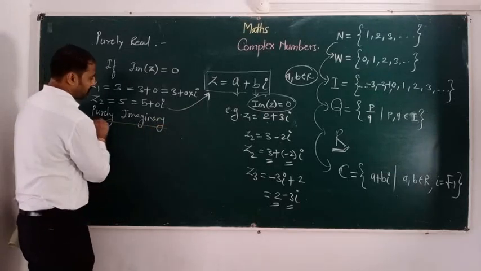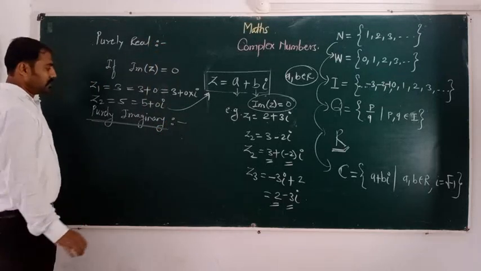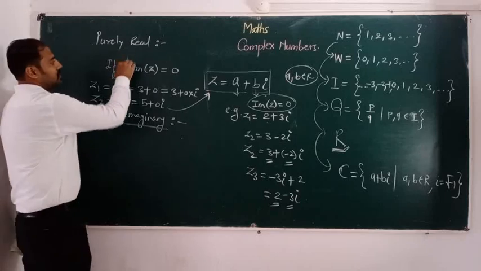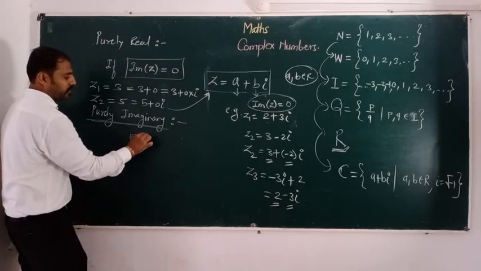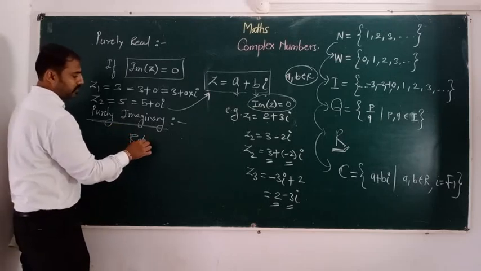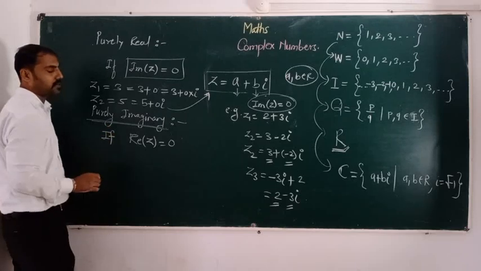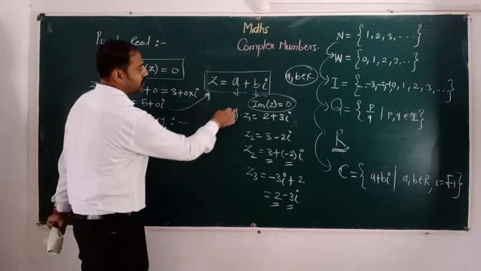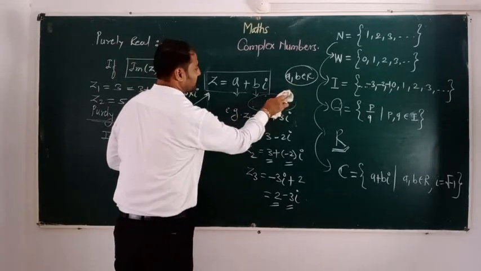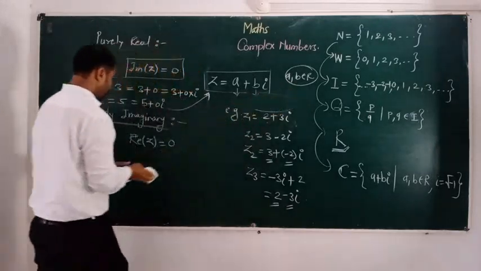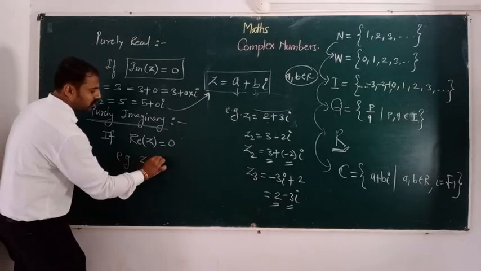Now purely imaginary. Next point is purely imaginary. A complex number is said to be purely imaginary if the real part of that complex number is 0, that is, a is equal to 0. If that a is 0, then what happens? Look at it. For example, z is equal to 3i.